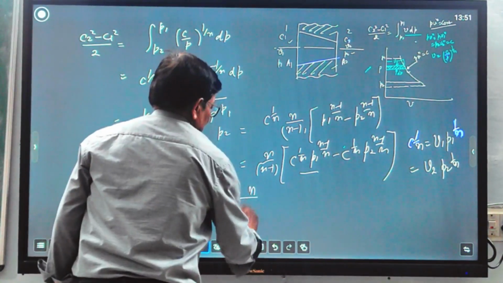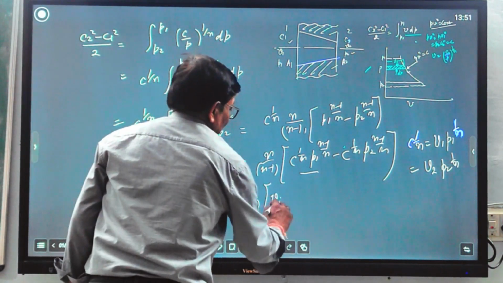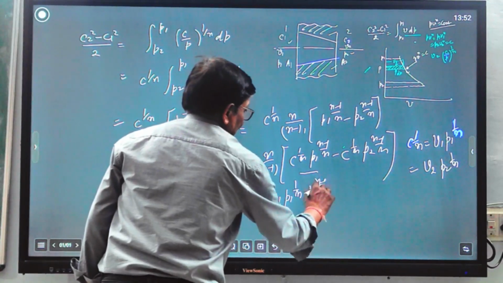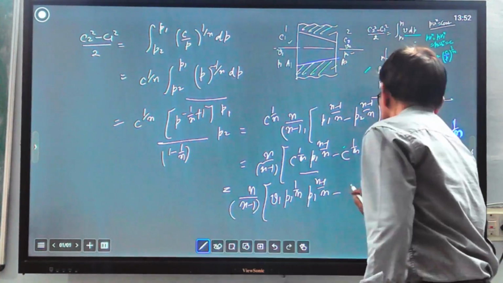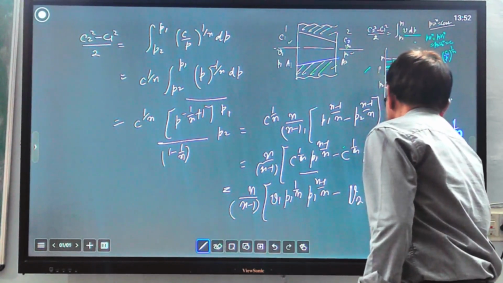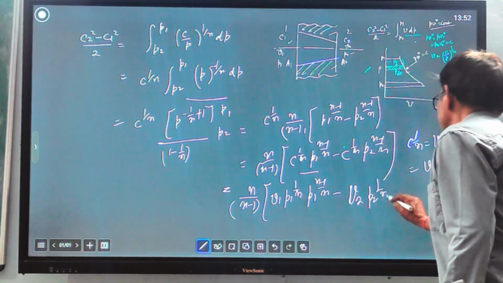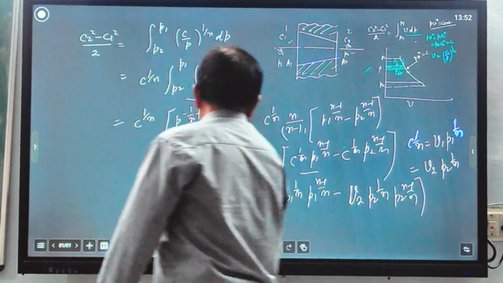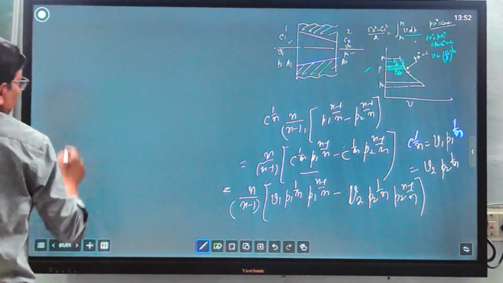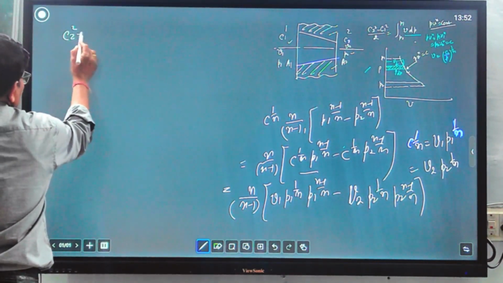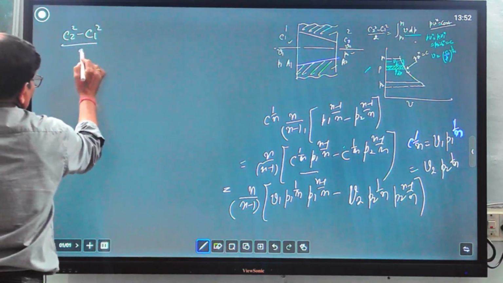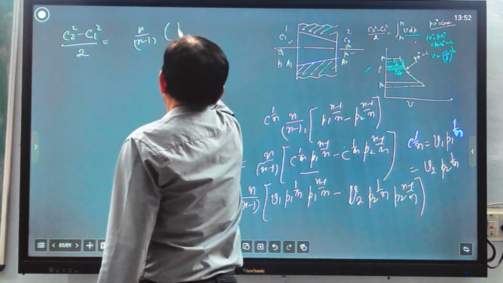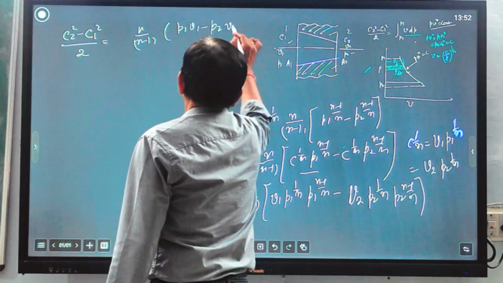So n upon n minus 1, v1 p1 to power 1 upon n and p1 to power n minus 1 upon n minus v2 p2 to the power 1 upon n into p2 to the power n minus 1 upon n. Now simplifying this, we get the equation c2 square minus c1 square by 2 equal to n upon n minus 1 into p1 v1 minus p2 v2.